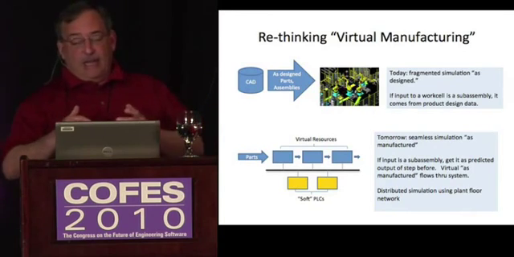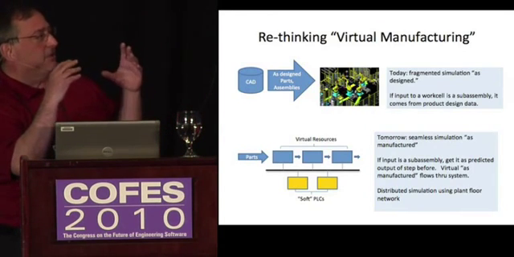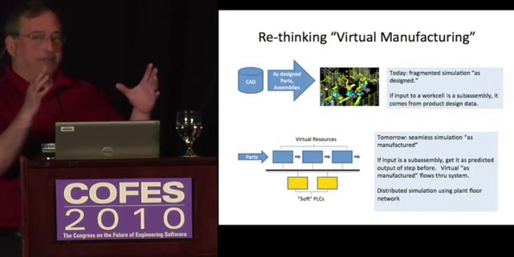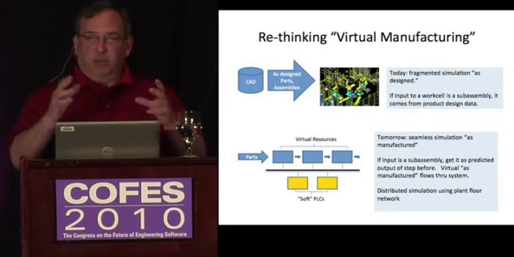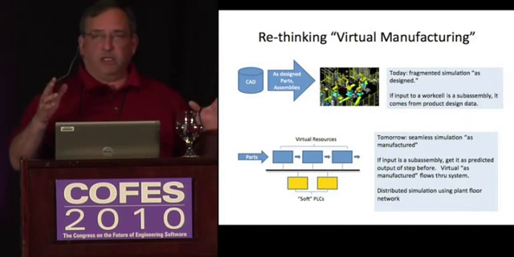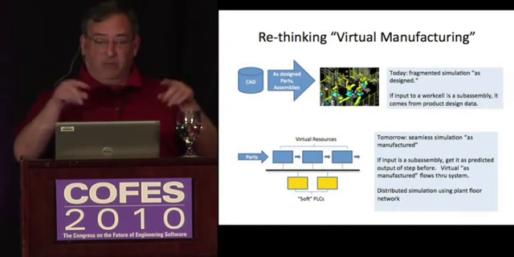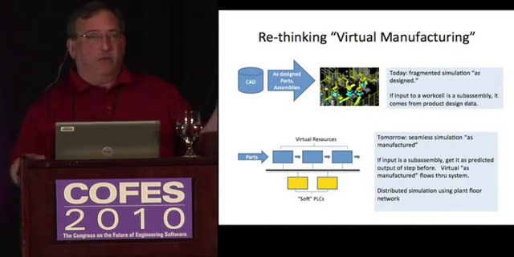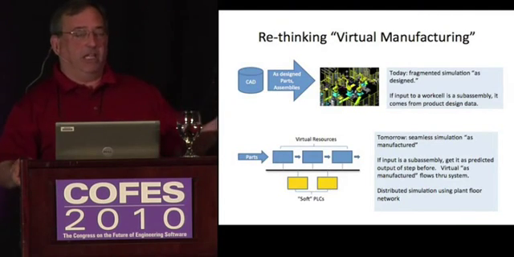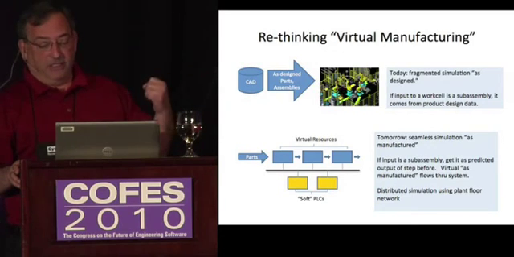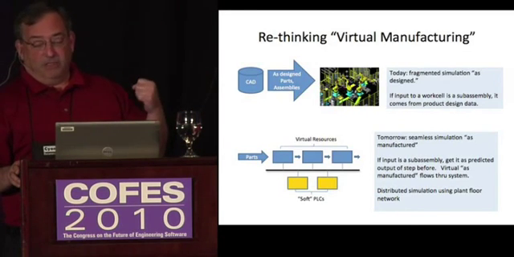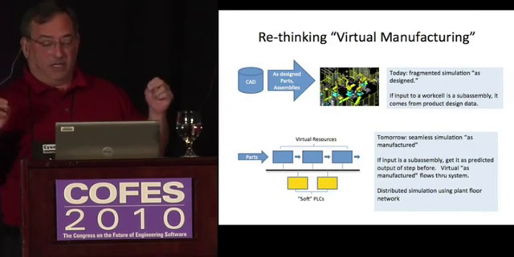So today, if I'm going to simulate, say, a work cell in the current tools, I simulate that whole work cell. If there's 3 robots, there's 3 robots in my simulation model. And if the input to that work cell is a subassembly, I get that subassembly from the design data as designed. So I call that fragmented simulation as designed.